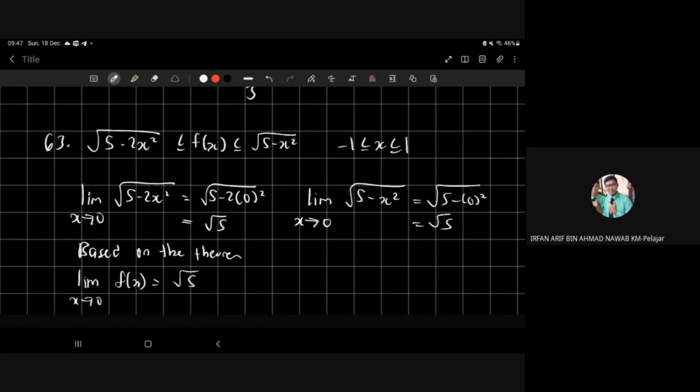So based on the theorem itself, it says suppose that g of x is less than or equal to f of x, less than or equal to h of x, meaning that f of x is between g of x and h of x, for all x in some open interval, except possibly at x equal to c itself. Suppose also that the limit as x approaches c of g of x equals the limit as x approaches c of h of x. If that condition is satisfied, then the limit as x approaches c of f of x should give us the same value. So just look back at the previous theorem and see if it works. Okay, that answers the question.